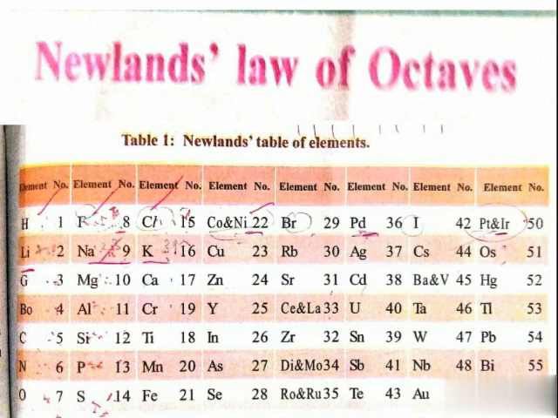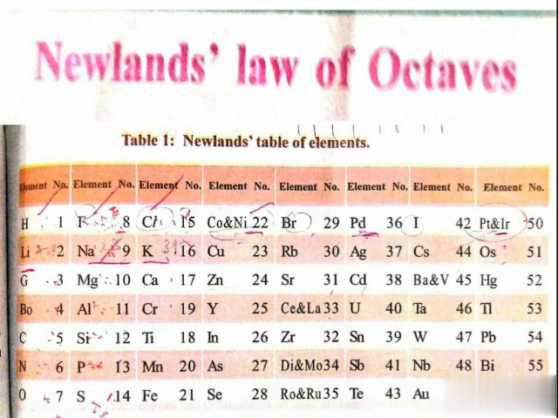If we move down, the eighth element is fluorine. The first element and the eighth element have similar properties. Like this, if you start from fluorine and move down, which is the eighth element? Chlorine. So fluorine and chlorine, are these two properties similar or not? Similar. It is like sa, re, ga, ma, pa, da, ni, sa.